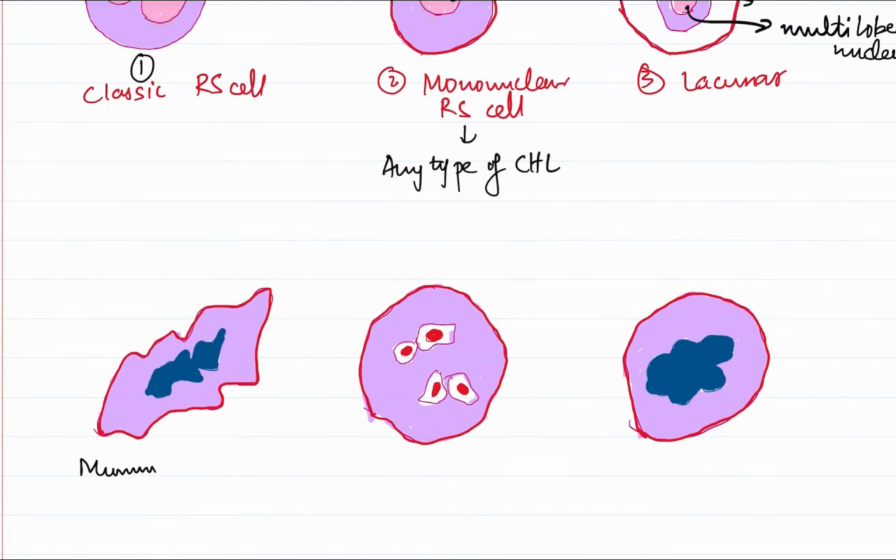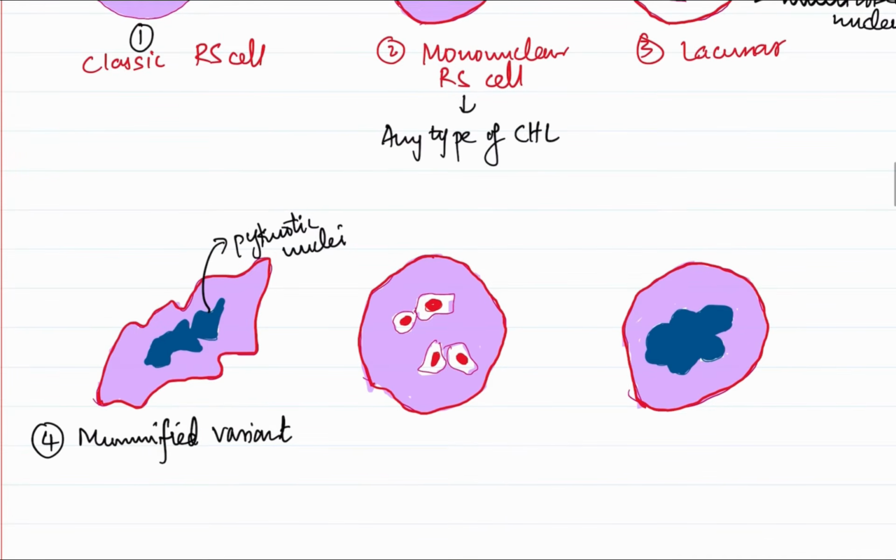Now coming to the fourth type, that is the mummified variant. The thing is, the RS cells do not undergo the normal apoptosis. A mummified variant is an RS cell that is undergoing apoptosis. So the nucleus will have a pycnotic nuclei. This does not have any diagnostic value. It just indicates Hodgkin's lymphoma. But if you see a mummified variant, we cannot say that it is necessarily Hodgkin's lymphoma. It's just a strong indicator, that's all.